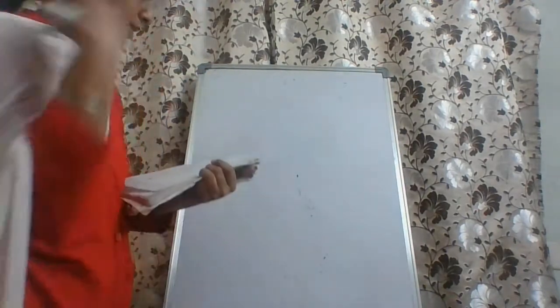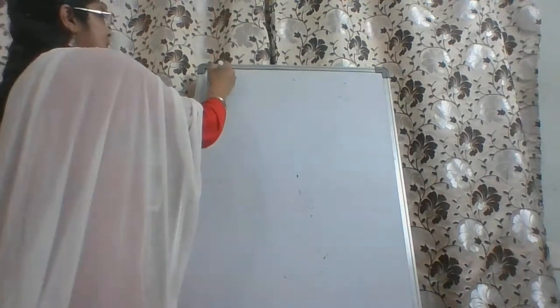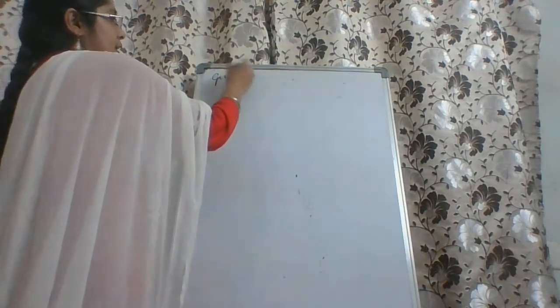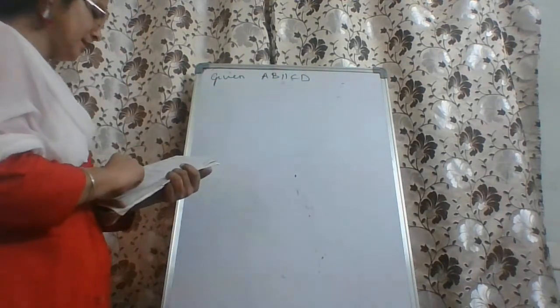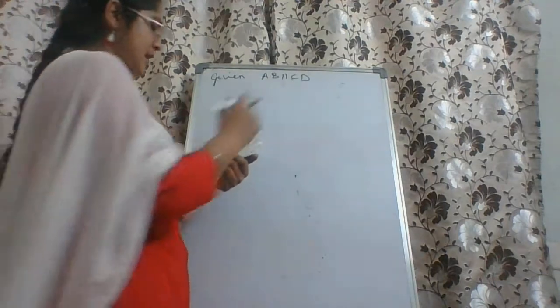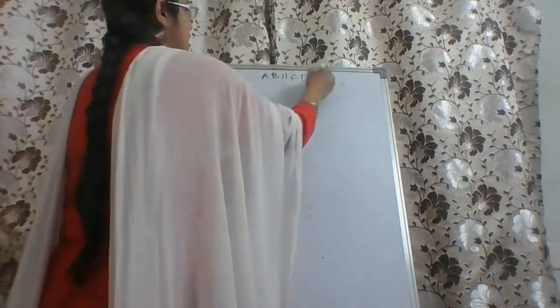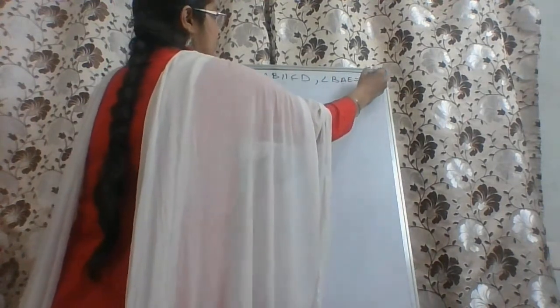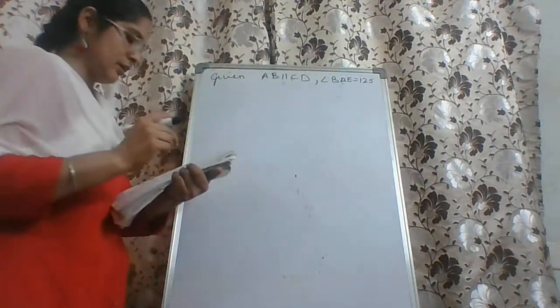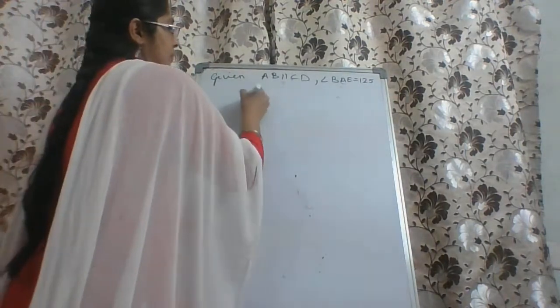Let me draw the figure first. We are given in the given figure AB is parallel to CD. What is given? I am writing here. AB parallel to CD and CA has been produced to E such that angle BAE equal to 125 degree. You have to find the value of x, y, z in this. I am drawing the figure.